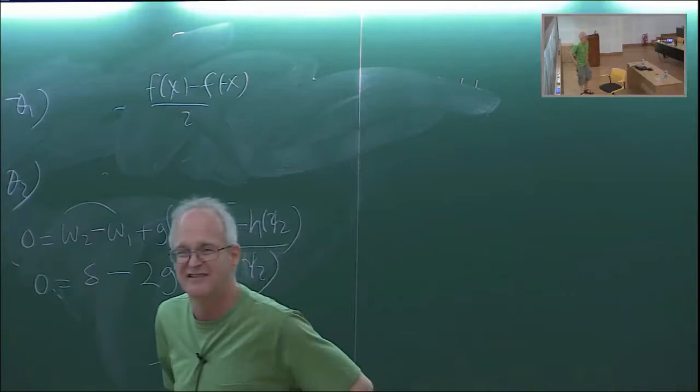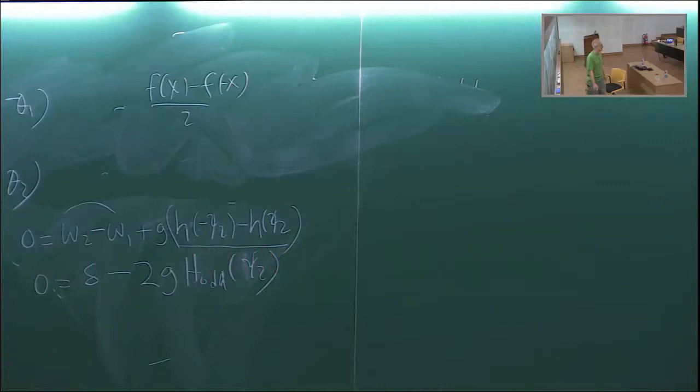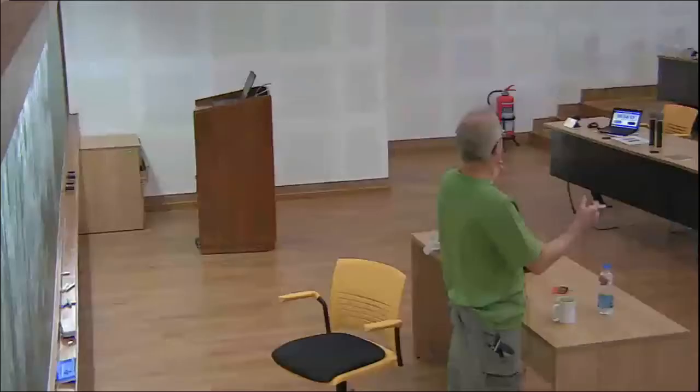What do we know about odd periodic functions? Are there any zeros to them? I claim there's at least two zeros. Certainly, zero is a fixed point, right? Because this is an odd function, h odd of zero is zero, right? So there's always a zero.